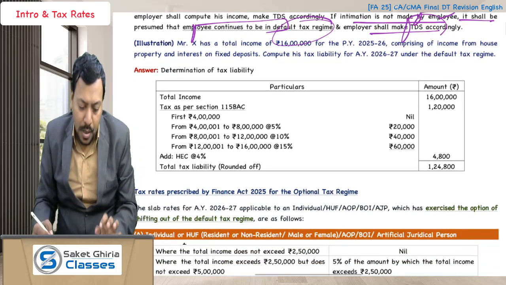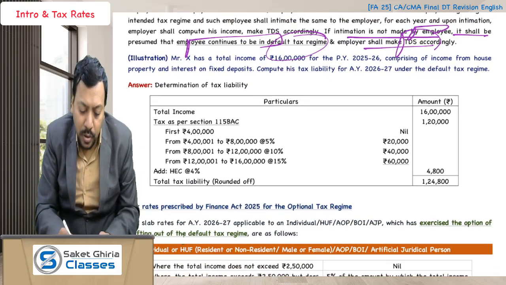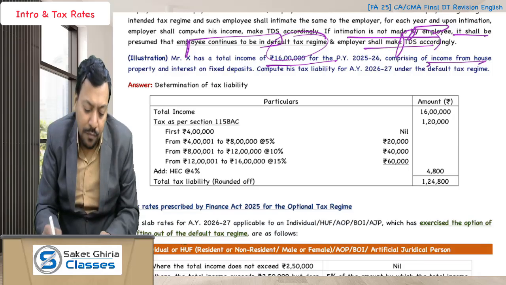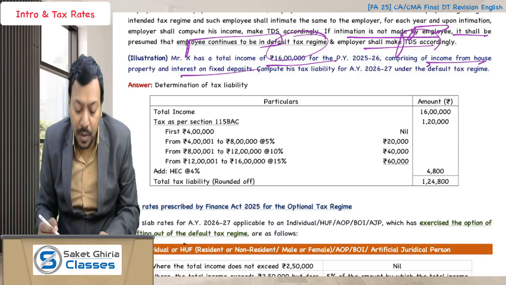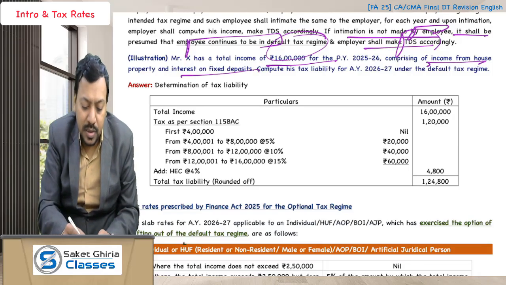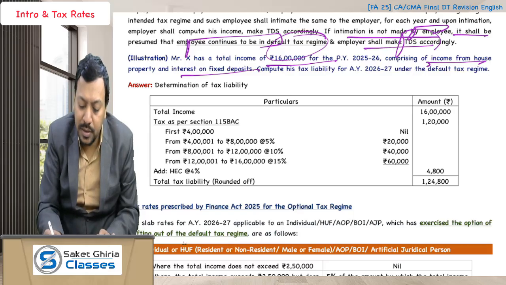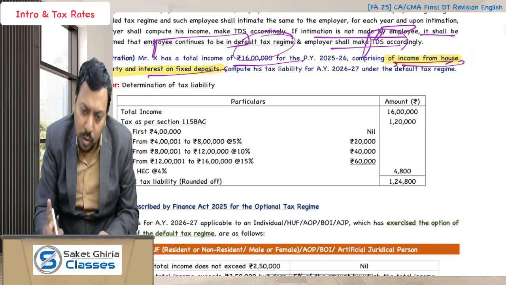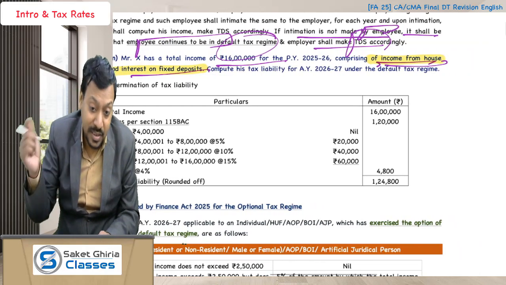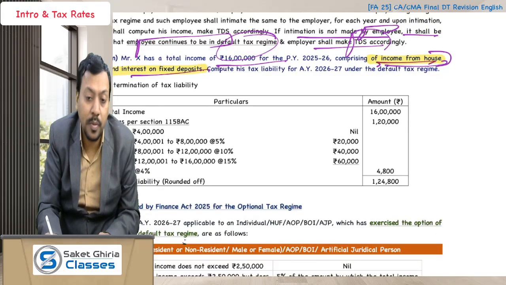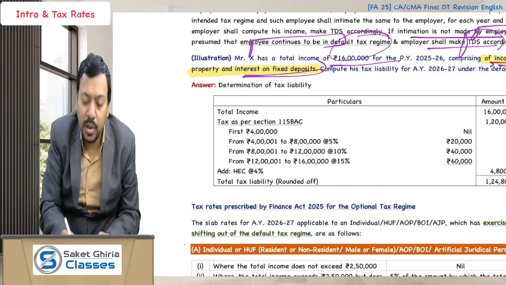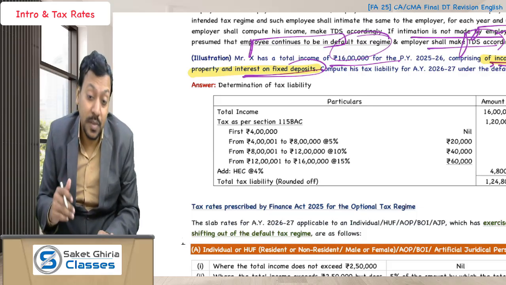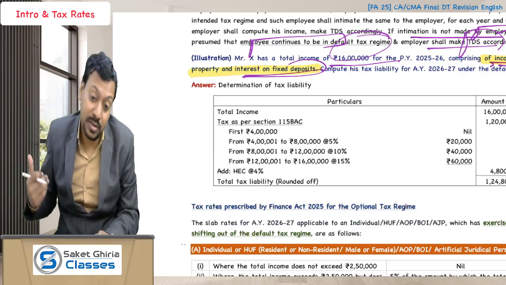Okay. This is the illustration: a taxpayer has a total income of 16 lakh comprising income from house property and interest on FD. Dear friends, why are these words important? Understand why these words are important: house property and interest on FD. Because income from house property is a normal income, as no specific tax rate has been provided for it, and interest on FD is also a normal income. There is no specific tax rate provided for this income.